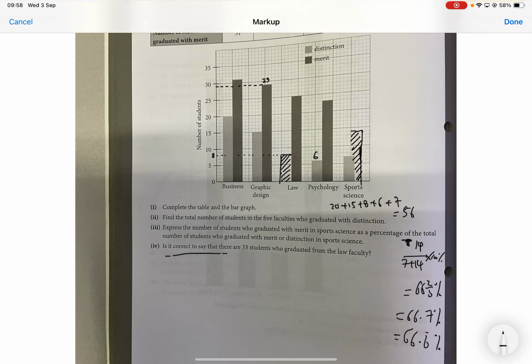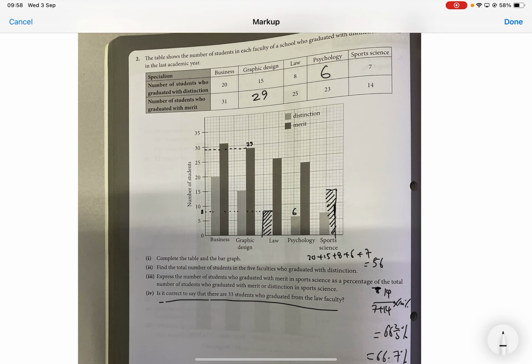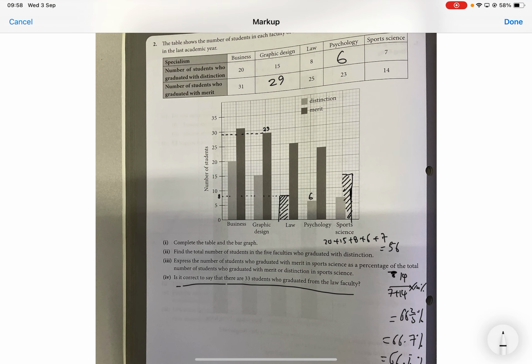Okay, last one. Is it correct to say 33 graduated from law? Then you go and see law lor. 8 plus 25, yeah lor, 33.